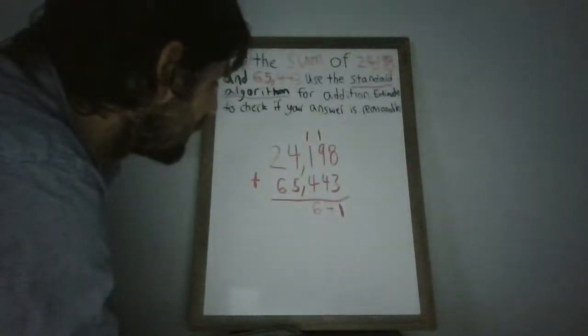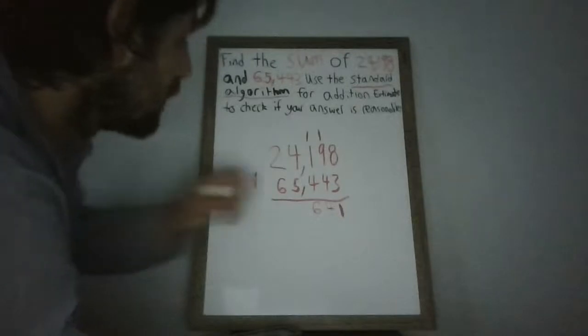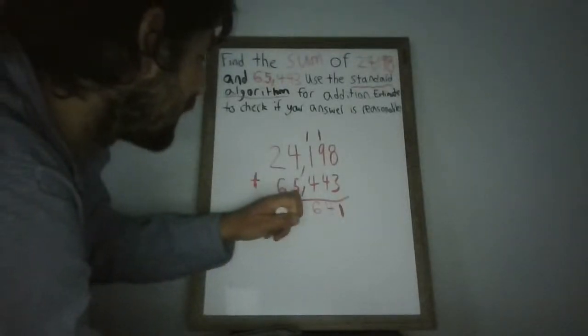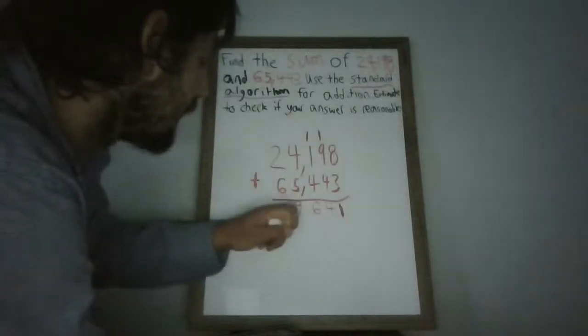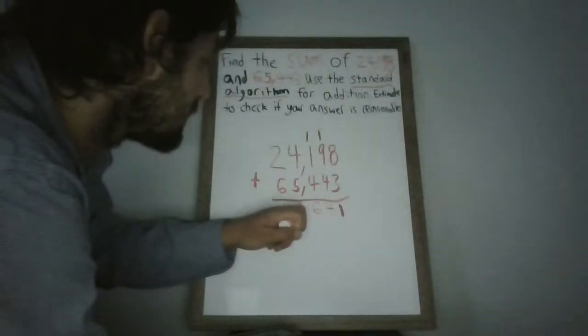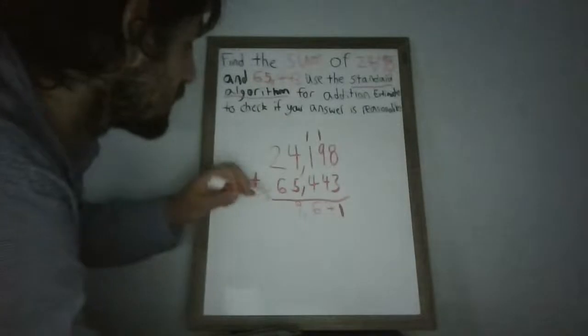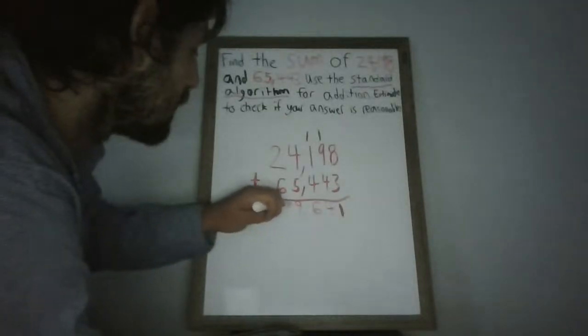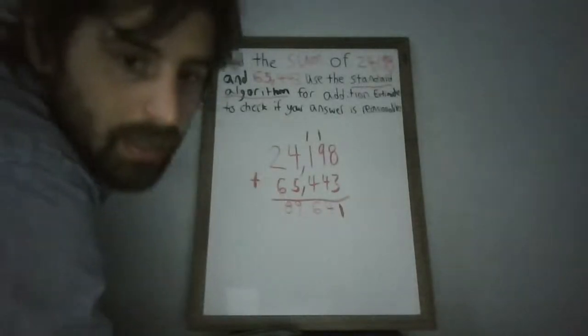4 plus 5 equals 9. Again, we do not need to regroup there. 9 or less, we do not need to regroup. So we don't need to regroup in the thousands place. 2 plus 6 equals 8. And we have our answer.